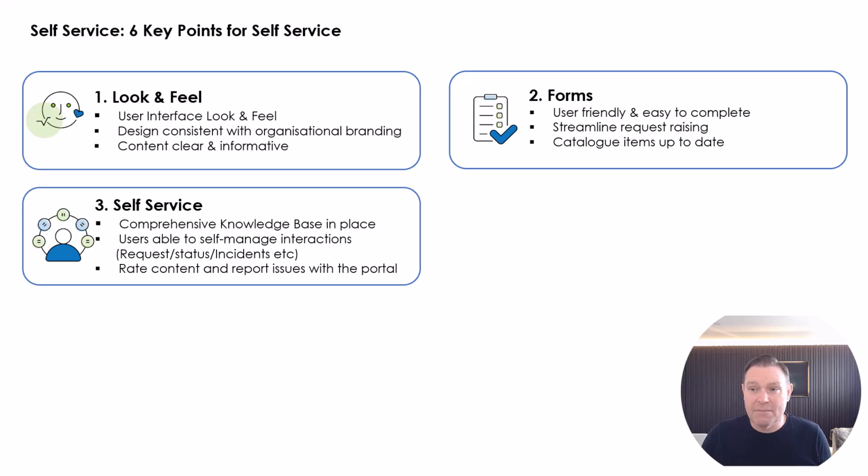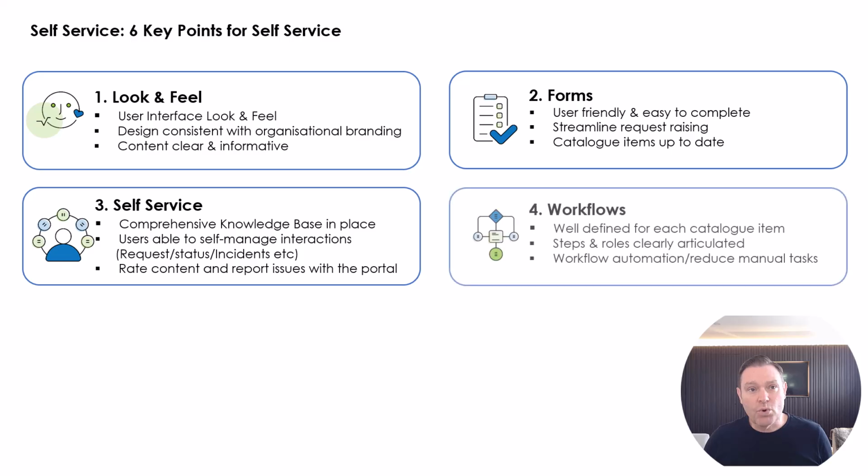Are you able to anchor back to your knowledge base in place? Are people able to rate that content, and will you be able to understand what that experience is like from a self-service perspective? Number 4 is around your workflows. So ensuring that for each request you've got, the steps and the roles are articulated clearly, and that you've got a well-defined catalog for each item. And you can also look for automation to reduce any manual tasks as well.